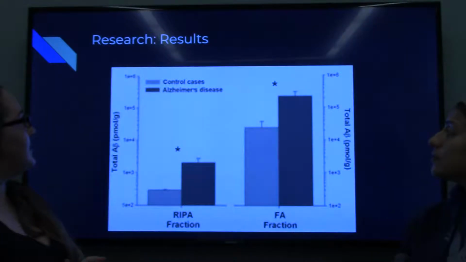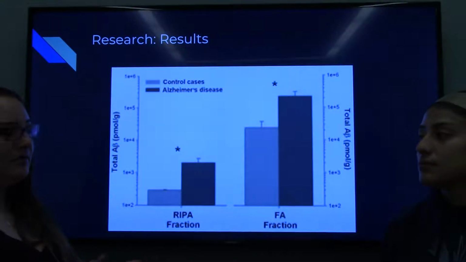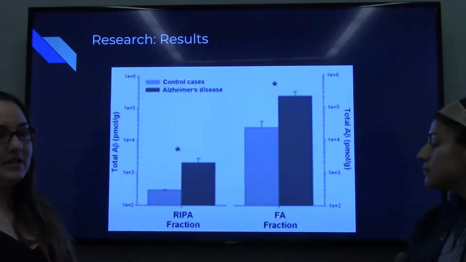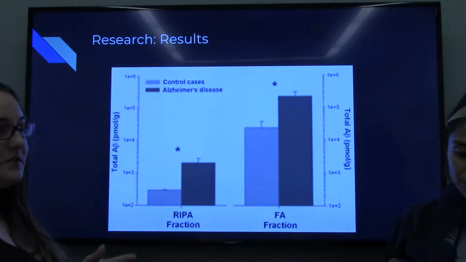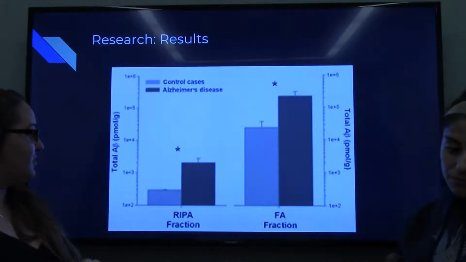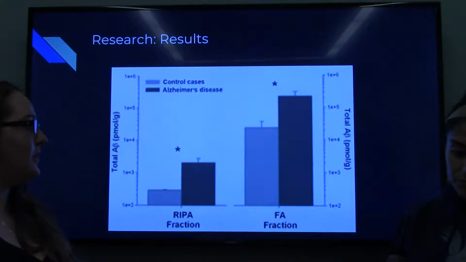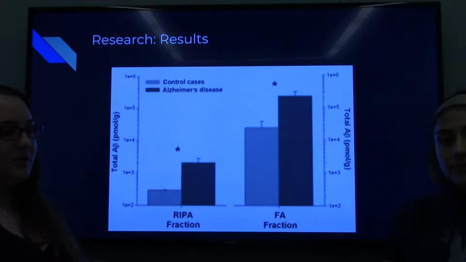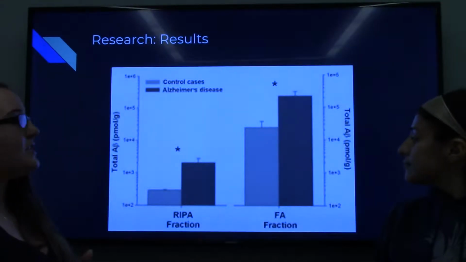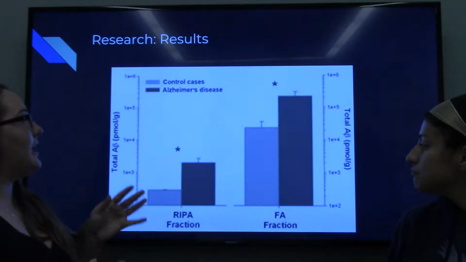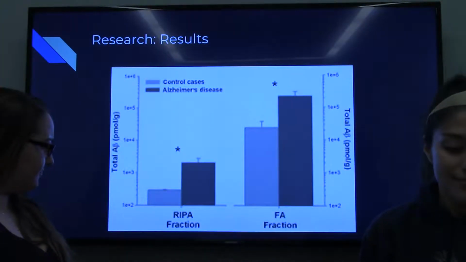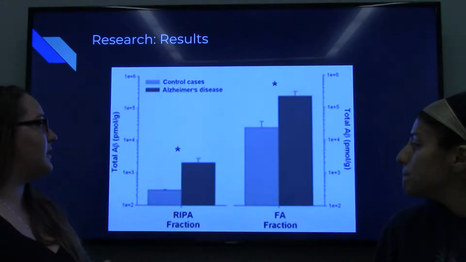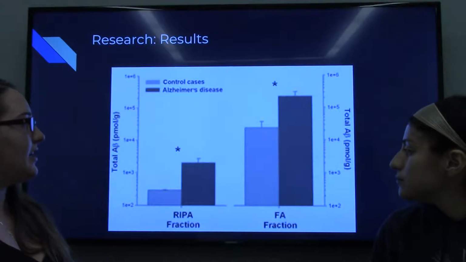The last result is the control and the Alzheimer's. So the RIPA is the sample with insoluble detergents, while the FA is the sample with soluble detergents. This was done, and they observed a positive correlation between the amount of BACE1 and amyloid beta present in the brain. So this is indicating that they had a positive correlation with the amyloid beta leading to Alzheimer's.